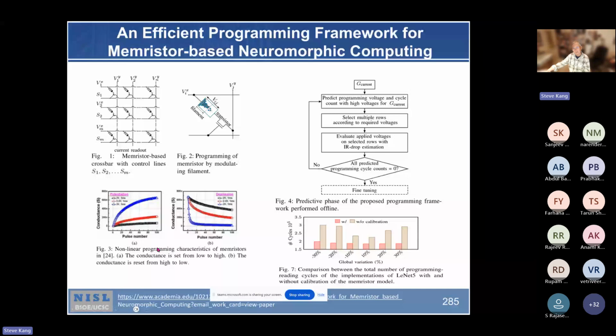And this shows a comparison between the total number of programming and reading cycles of implementation of this neural net with and without calibration of a memristor model. So the message is if you do calibration of a memristor model, you can do a much better job. Compared to without it, the number of cycles is on the order of 10 to the 5. So this one is like 2 times 10 to the 5, about 0.2 million, whereas this one is 3 million, for instance, and so on.